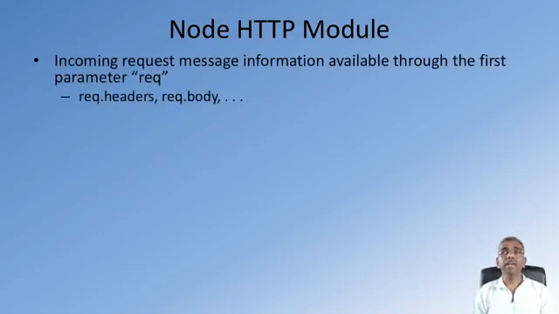As I mentioned, the incoming request message information is available through the req parameter that the function takes in the createServer method. So the req, or request if you want to give it the full name, you can call it request. But in general, in examples, we use req to represent the request message. It supports JavaScript object properties like the header, the body, and also various information that can be extracted, the URL and the method that has been requested by the client side.